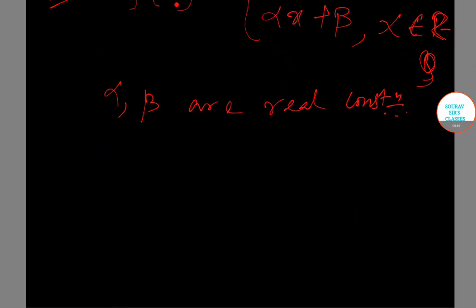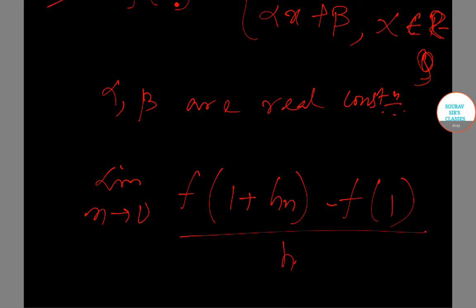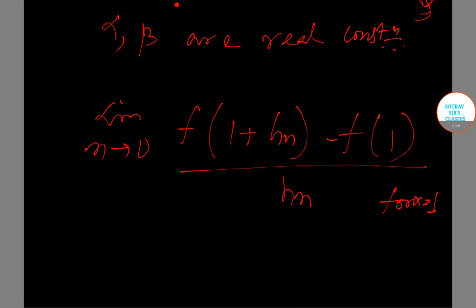Now, limit h_n tends to 0, function of 1 plus h_n minus function of 1, by h_n. This is for x equal to 1, and we take h_n belonging to R minus Q.